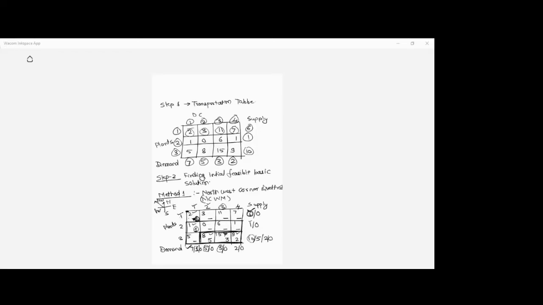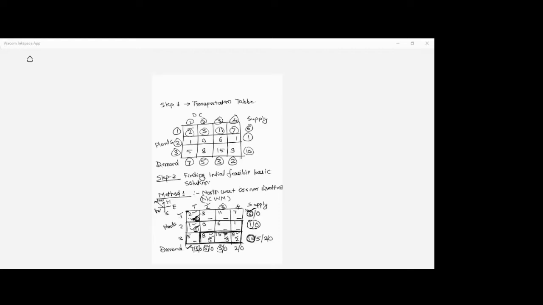Now you can see plant 1 has a capacity of 6 million liters, so we have allocated only 6 million liters of milk for this plant, and we have satisfied this constraint. Plant number 2 has 1 million liter of capacity, and we have supplied only 1 million liter here, right? Similarly, plant number 3 has a capacity of 10 million liters, and we have supplied 5 plus 3, 8 plus 2, that is 10 million liters, right? So the constraints of the plants are satisfied.